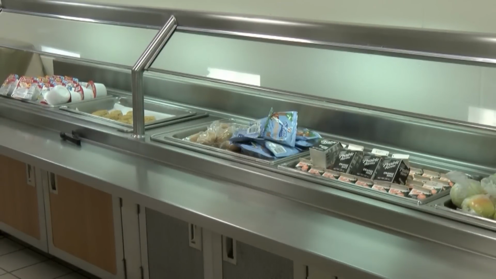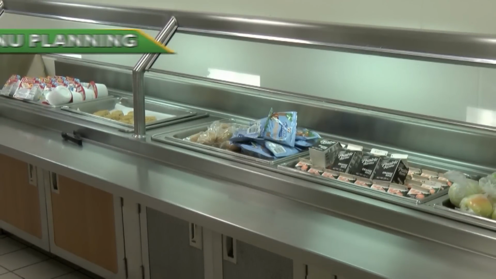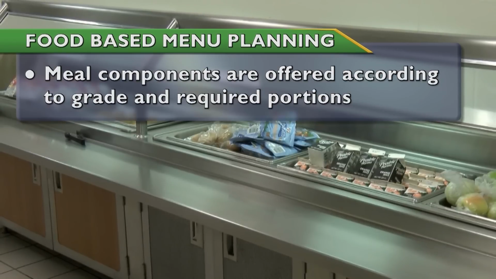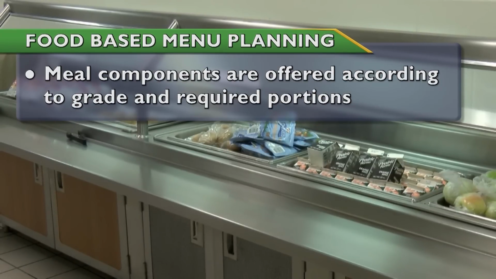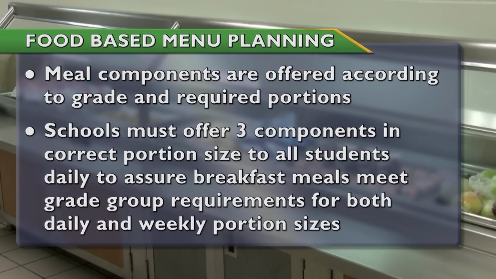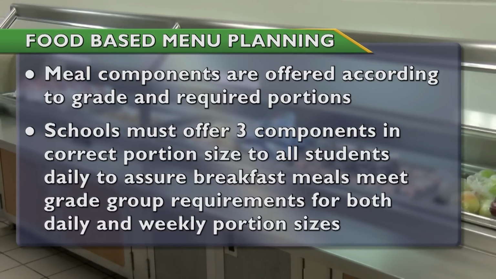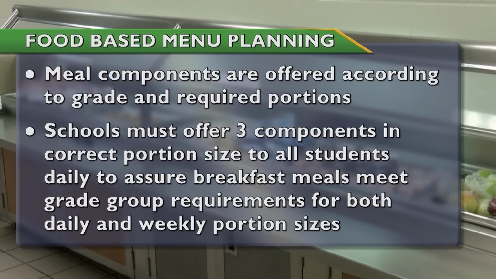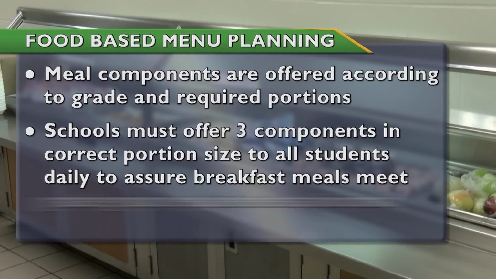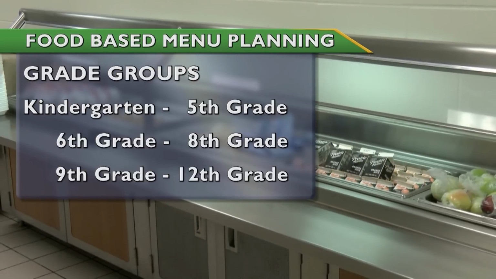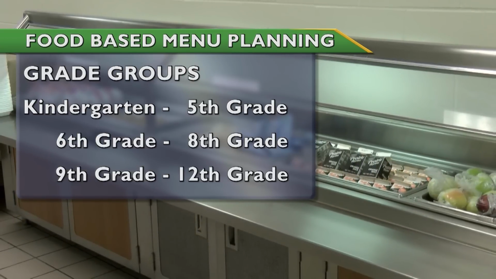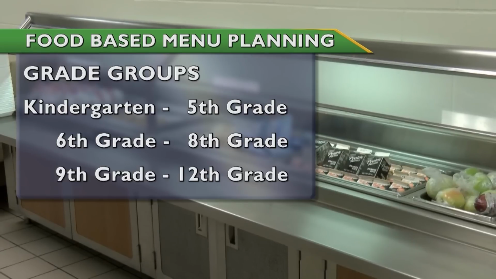Schools now have a single menu planning approach, food-based menu planning. Meal components are to be offered according to grade and required portions. Schools must offer 3 components in correct portion size to all students daily to assure breakfast meals are meeting the grade group requirements for both daily and weekly portion sizes. The grade groups for food-based menu planning are kindergarten through 5th grade, 6th grade through 8th grade, and 9th grade through 12th grade.